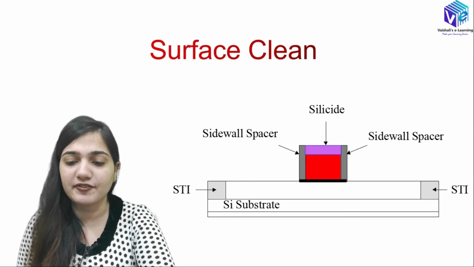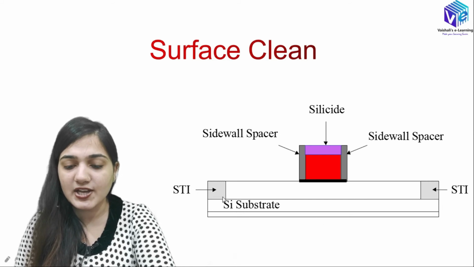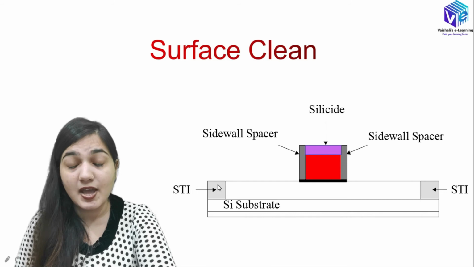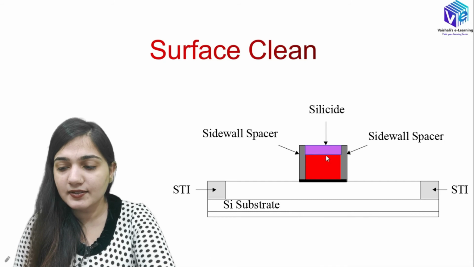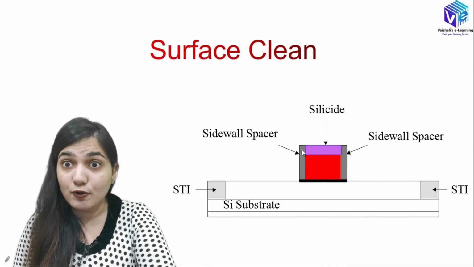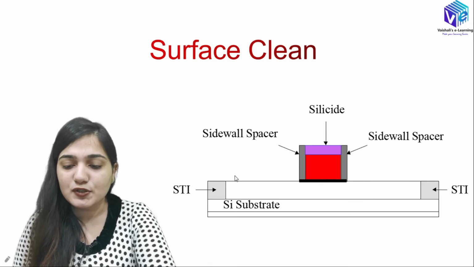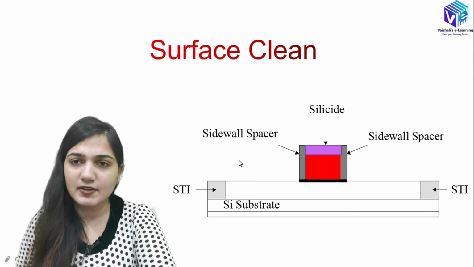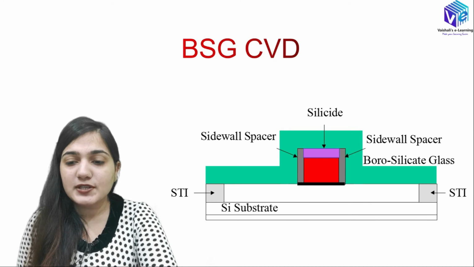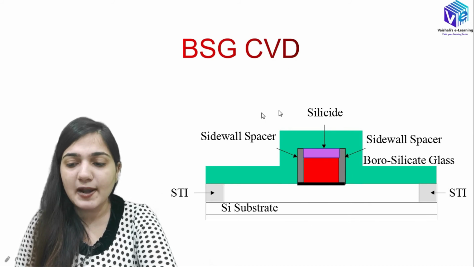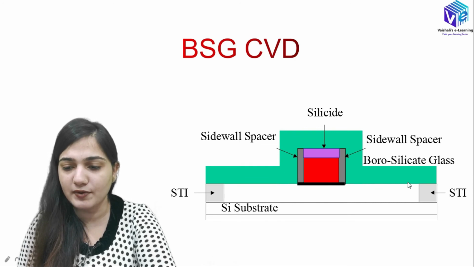So now coming to the surface cleaning. You can see this is our STI layer, the shallow trench isolation layer, which is separating two transistors or two MOSFETs. This is my silicide layer, this is my sidewall spacer. I hope you remember all of these terms; I have discussed all of them in the etching. First of all I am going to do the surface cleaning with any of the cleaning mechanisms. Then we will have the borosilicate glass deposition with the help of chemical vapor deposition. So this is my borosilicate glass that I have deposited over the surface.